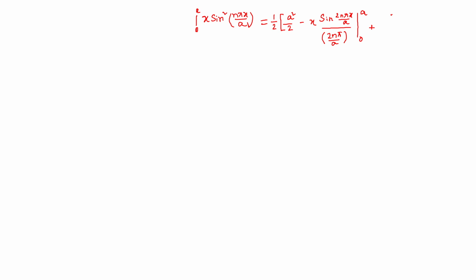Okay, right? You know cos 0 is 1, so we have 1 by (2n pi by a) whole square, minus, here cos 0 is 1, 2n pi by a whole square. Okay, so plus and minus, this will cancel out. So what we are getting is a square by 4. This is our final value of this integral. We are getting the value a square by 4.